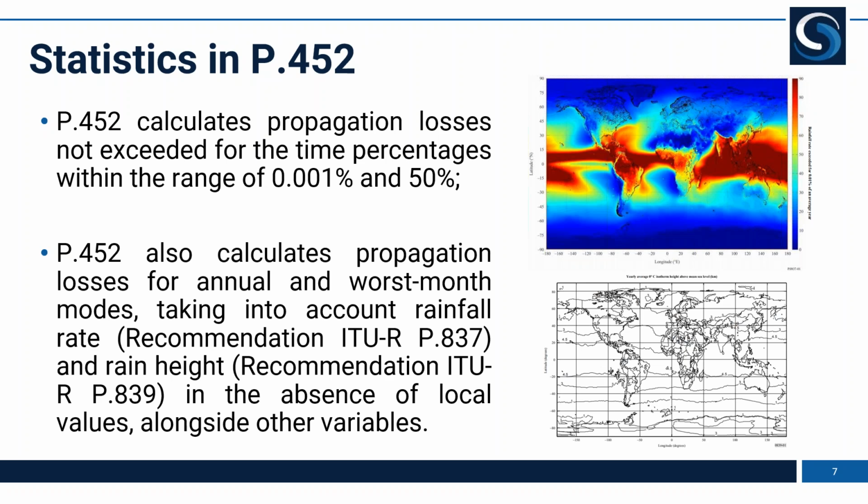And on the bottom right image, another thing that needs to be taken into account is the rain height. So at what altitudes is the rain most likely occurring? Where is it most voluminous? These are also ITU recommendations. The rainfall rate is P837 and the rain height is P839. And of course, if the user has very specific local information, this information can be used in P452, but typically users are unable to obtain this information. So these ITU recommendations that cover the entire globe are often used instead.